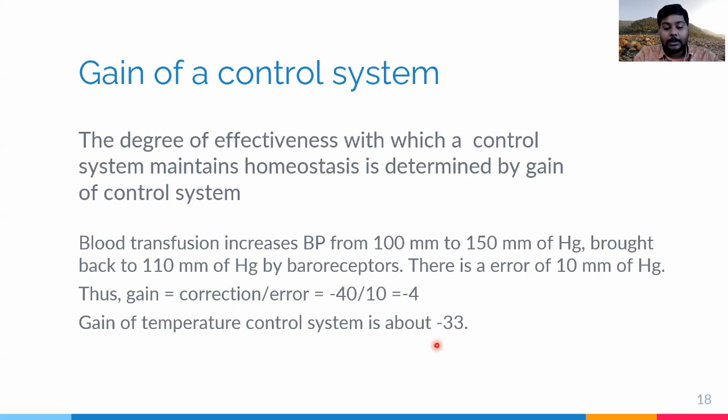Thus, the gain of a control system gives us an estimate of how effective a particular control system is, and we can compare the effectiveness easily between these two, say the blood pressure regulation and temperature regulation.